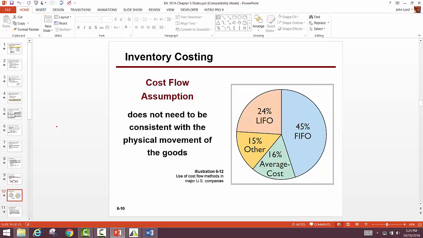This has nothing to do with the actual flow of goods. They could be grabbing the milks all the way from the back. We're first going to assume FIFO. So the actual flow of goods is irrelevant. In fact, but you're on the right track because most goods flow in a FIFO manner, don't they? Right? And so it happens.